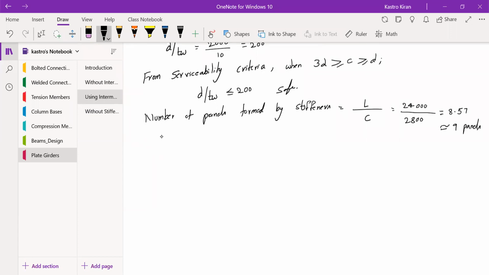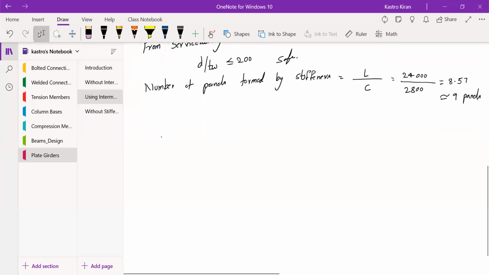Why are we calculating the number of panels? Because you are providing the intermediate transverse stiffeners, and when you do that you should also know how many panels are getting formed. If you know the number of panels, the calculation becomes easy. Now let's calculate the actual spacing of the stiffeners based on panels.